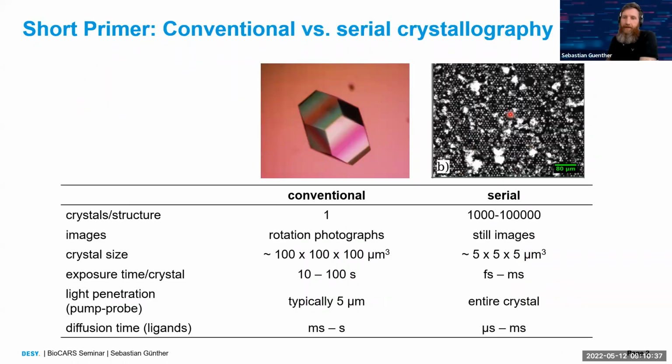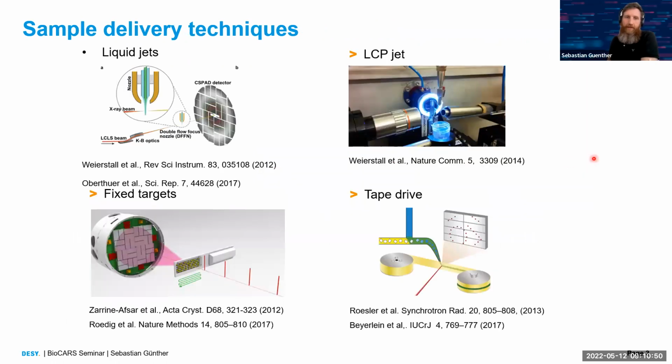Like I said, for serial crystallography, typically you have a single crystal, and once it's hit by the X-ray pulse, you move to the next crystal. And for this, you need fast sample delivery systems. Over time, there are several which have emerged, mostly through development at XFELs, but also at synchrotrons. So we have liquid jets, where we have our crystals in a slurry, which are then jetted across the X-ray beam.